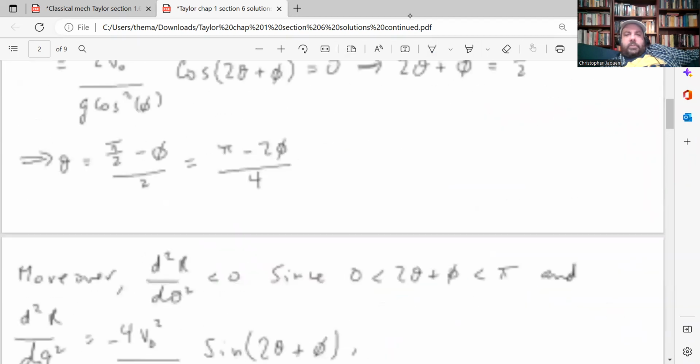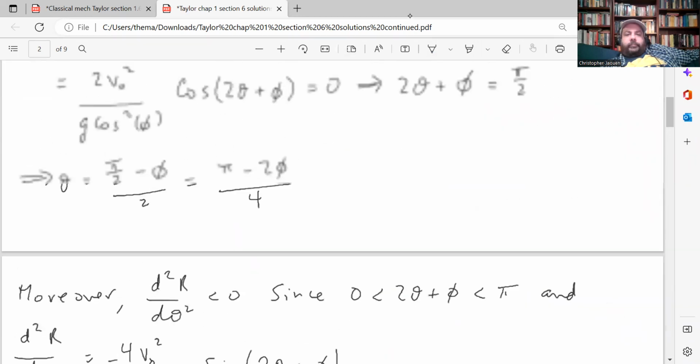So let me just stop the screen share for a second. All right, guys, that's the solutions for the problems in section 1.6. That's actually all of them. That was every problem that was in section 1.6.